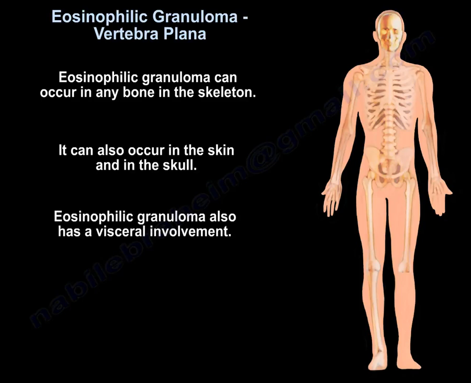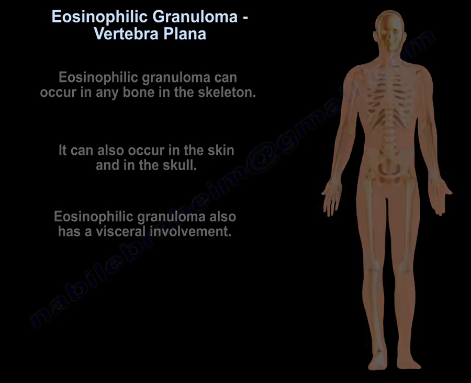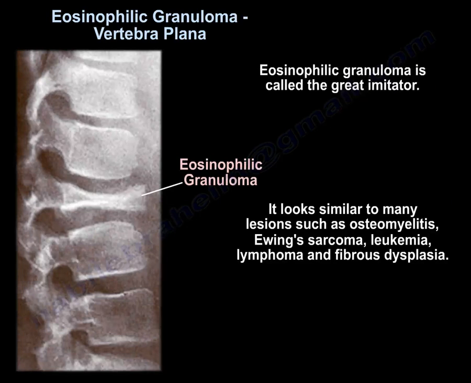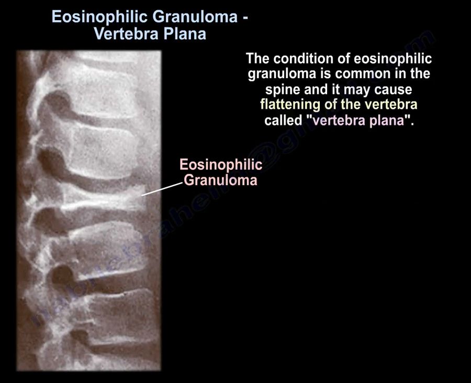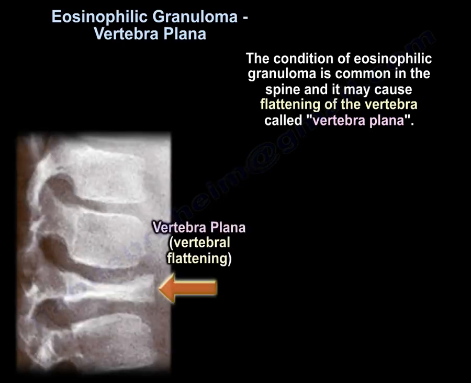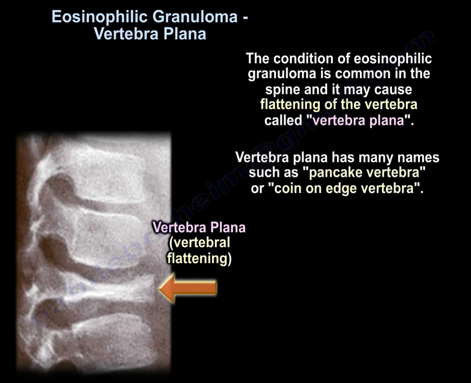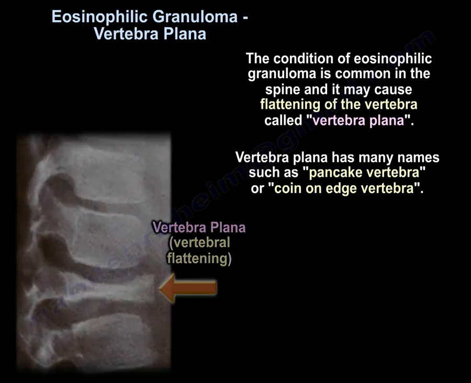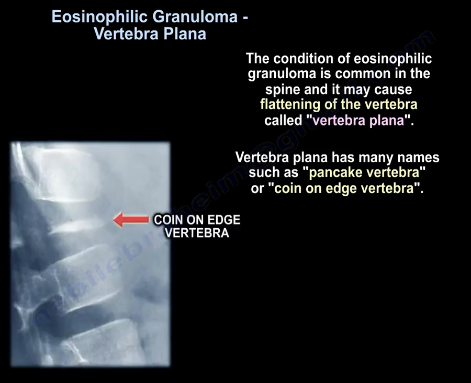It also has a visceral involvement. It is called the great imitator. It looks similar to many lesions such as osteomyelitis, Ewing's, leukemia, lymphoma, and fibrous dysplasia. The condition is common in the spine, and it may cause flattening of the vertebra called Vertebra Plana. It has many names: pancake vertebra, coin-on-edge vertebra.